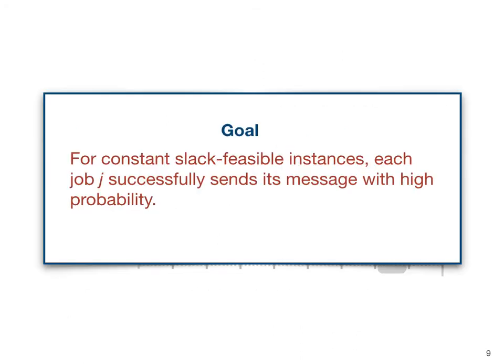So this is the goal. For constant slack feasible instances, each job should succeed in sending its data message with high probability. One last thing that we haven't defined is with high probability in what, but we'll get to that in a moment.